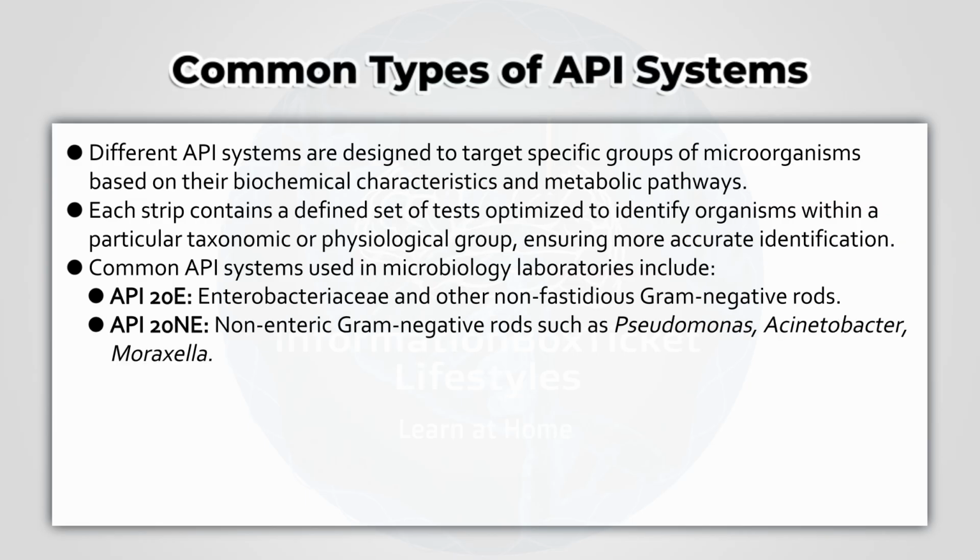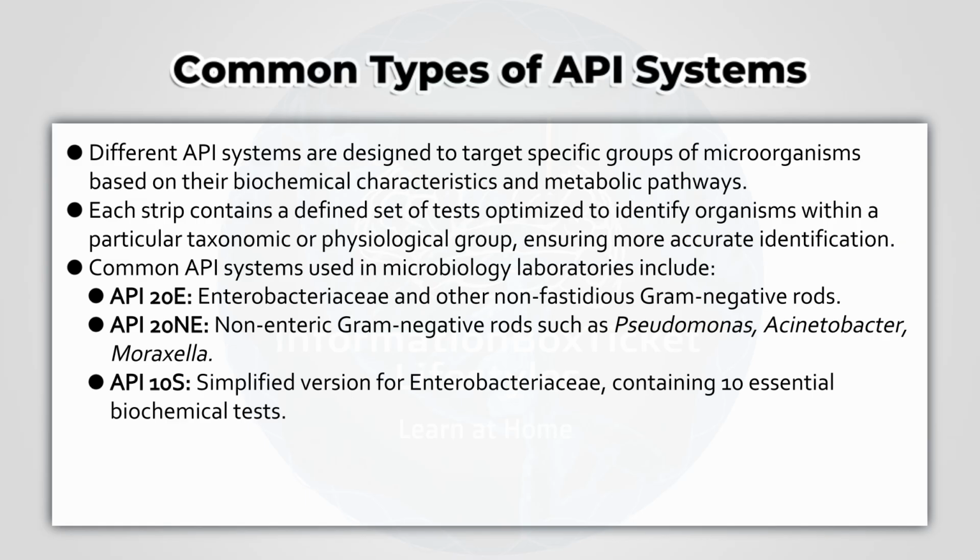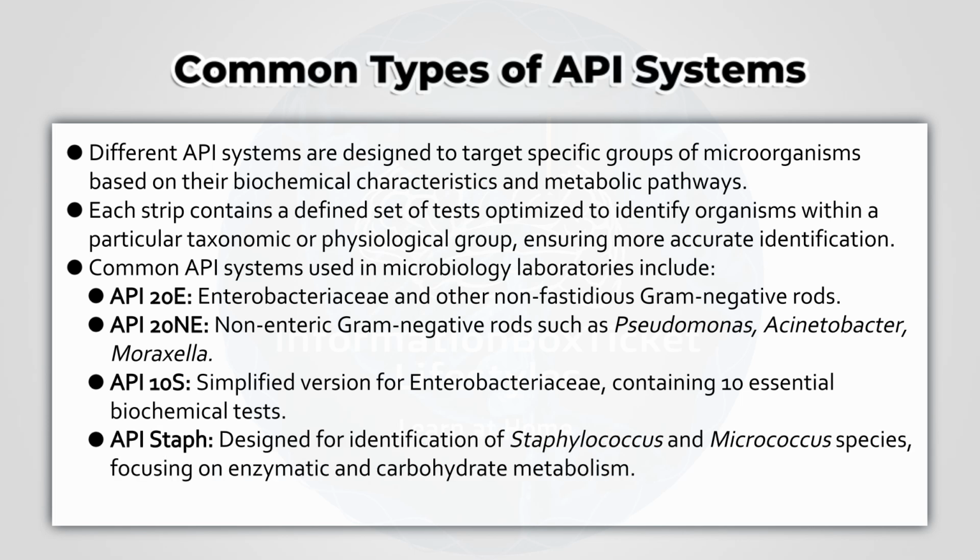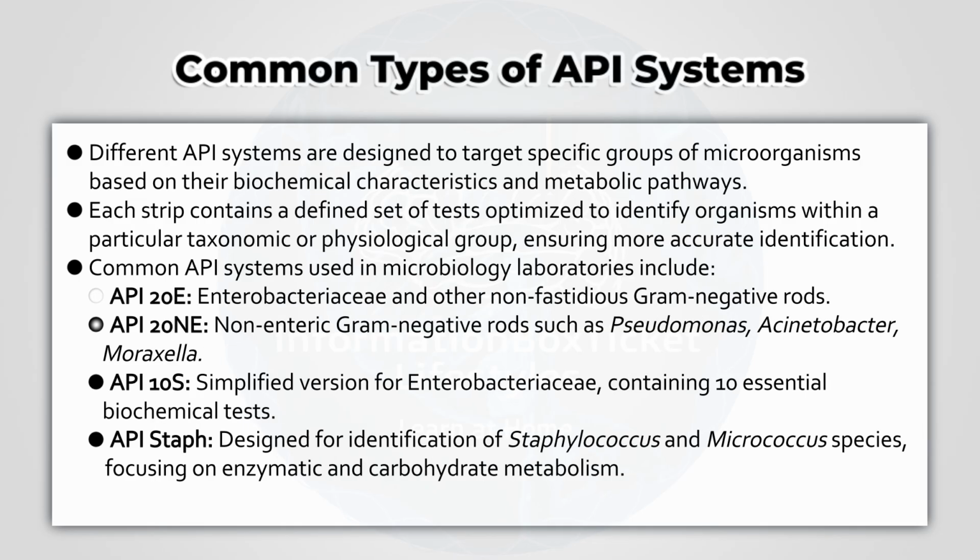API 20NE, non-enteric gram-negative rods, such as Pseudomonas, Acinetobacter, Moraxella. API 10S, simplified version for Enterobacteriaceae, containing 10 essential biochemical tests. API Staph, designed for identification of Staphylococcus and Micrococcus species, focusing on enzymatic and carbohydrate metabolism.